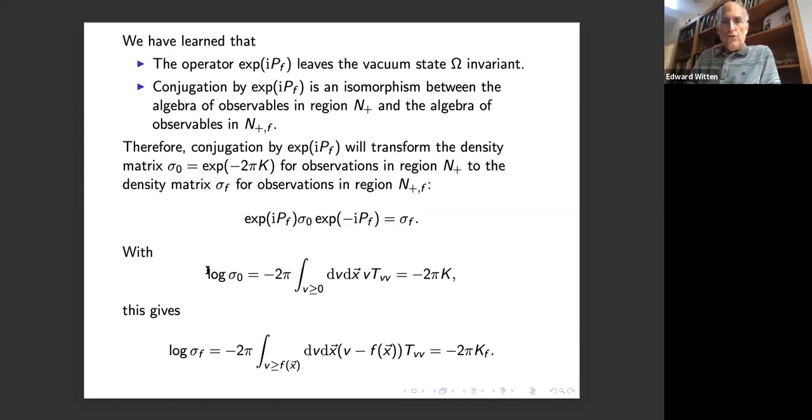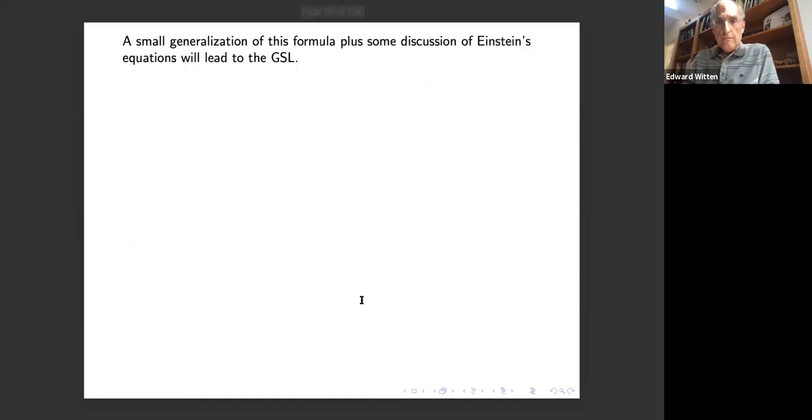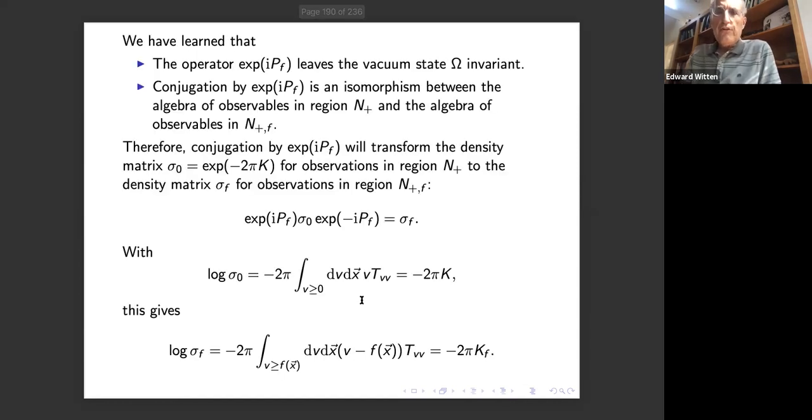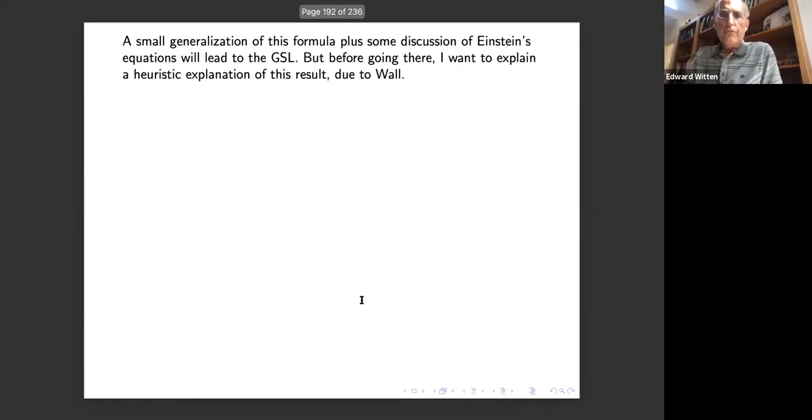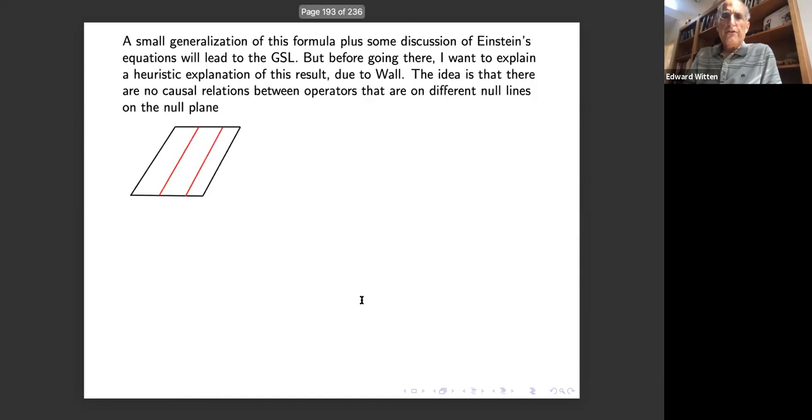And since the log of sigma zero was minus two pi K, the log of sigma f is minus two pi K f, where I just replace v by v minus f in the formula for sigma naught. So a small generalization of this formula plus some discussion of Einstein's equations gives the generalized second law. But before going there, I want to explain a heuristic explanation of the result, which is due to Wall.